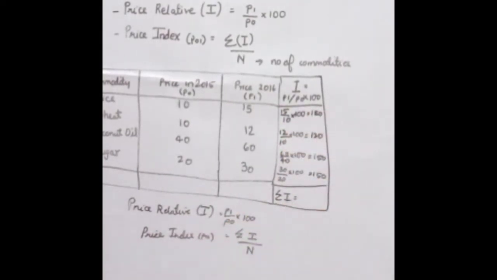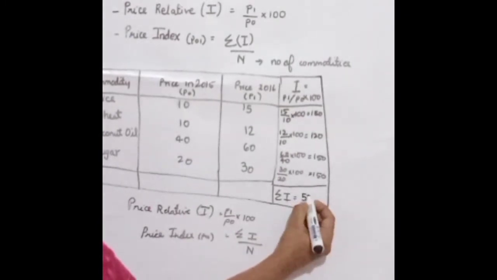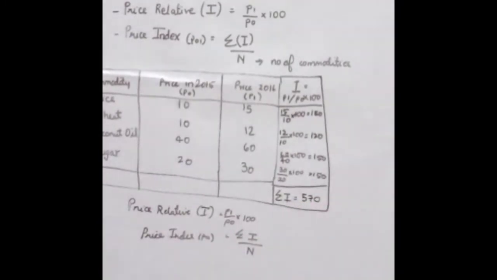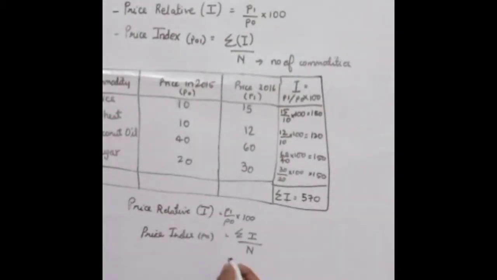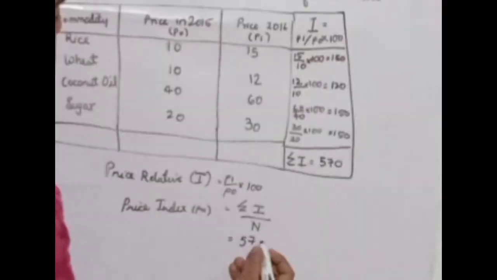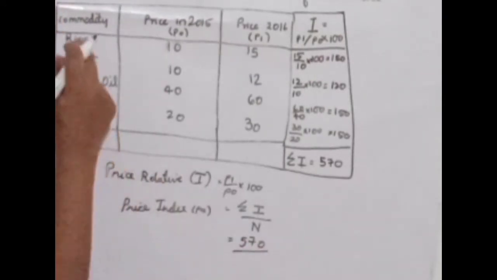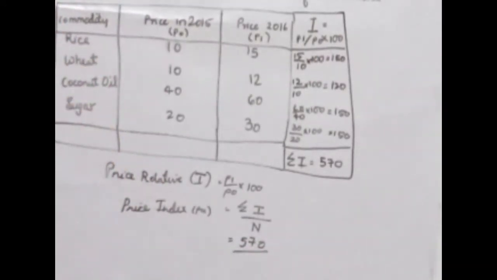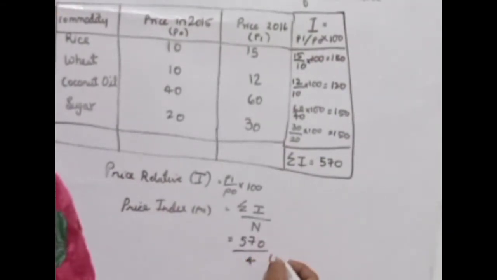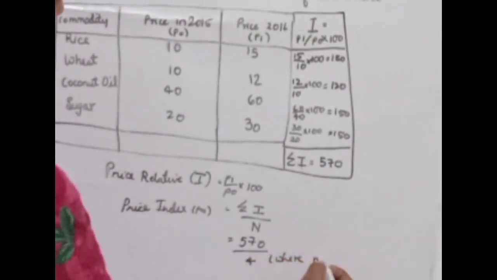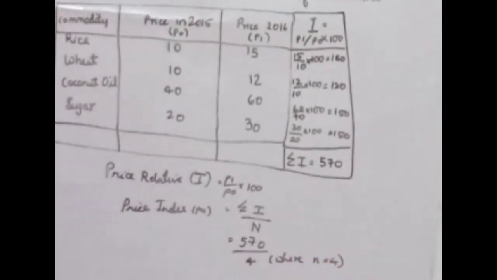So while finding out the total, we will get 570 as our summation of I. Let us substitute it. Summation of I is equal to 570 divided by n. 1, 2, 3, 4. 4 commodities. So n is equal to 4, the number of commodities.